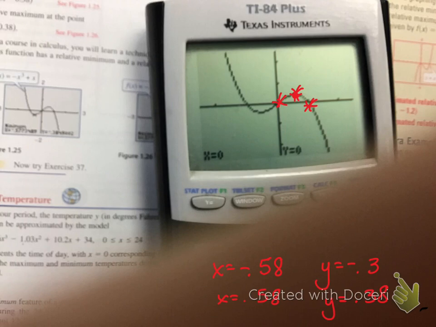Oh, I don't know why I don't have my y value there for that minimum. Let me do that one more time. Minimum. Left. Right. Guess. Negative 0.38. So it's just strange that those are both the same, like except completely opposite.